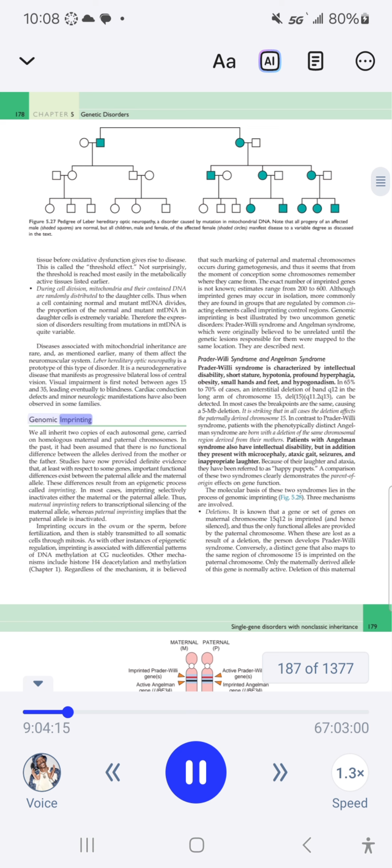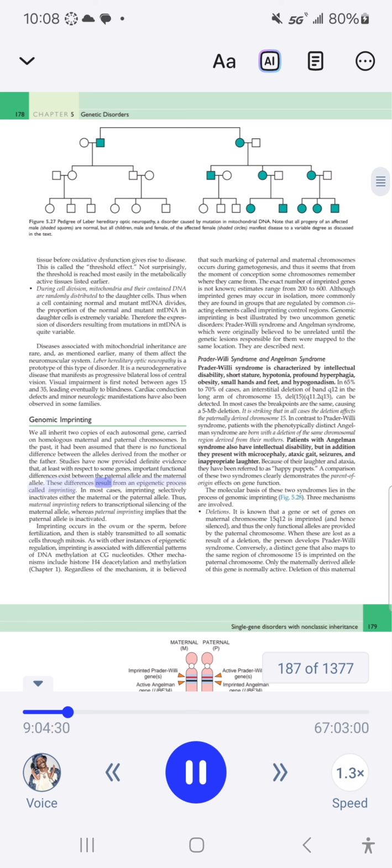Genomic imprinting. We all inherit 2 copies of each autosomal gene, carried on homologous maternal and paternal chromosomes. In the past, it had been assumed that there is no functional difference between the alleles derived from the mother or the father. Studies have now provided definite evidence that, at least with respect to some genes, important functional differences exist between the paternal allele and the maternal allele.